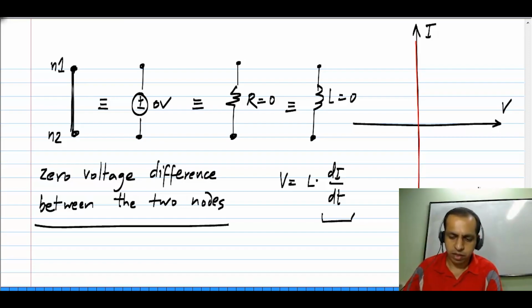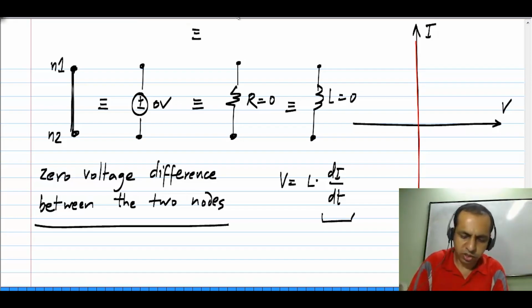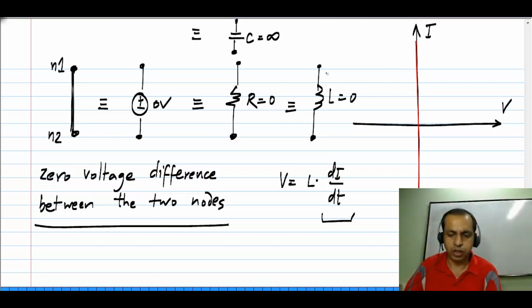And finally, I won't prove this, but you can reason it out for yourselves that this is also equivalent to having a capacitance which is infinity. If a capacitance is infinity, then the two nodes across which the capacitance is connected will be constrained to have the same value. That is, the two nodes will be at the same voltage.